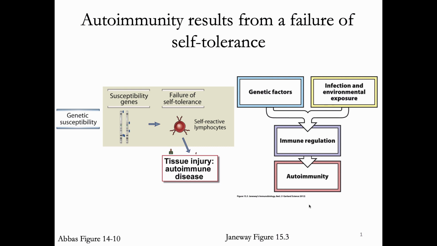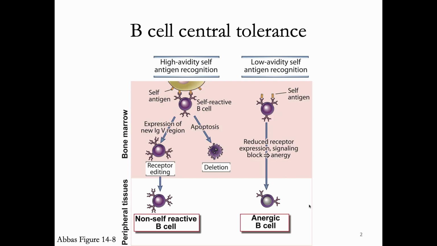So if we recall, this was what we saw with B-cell central tolerance. So when we had a self-reactive B-cell in the bone marrow, it potentially could be deleted. It could undergo receptor editing, or it could be induced to anergy and become anergized. And so we saw this whole process way back when we talked about B-cell development.